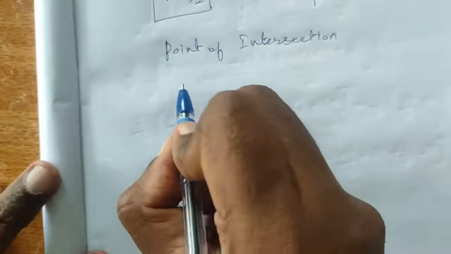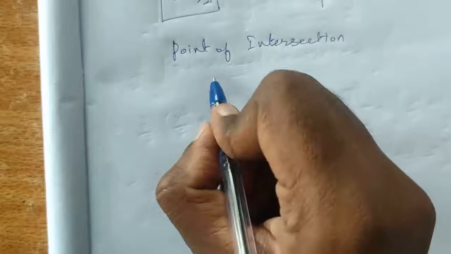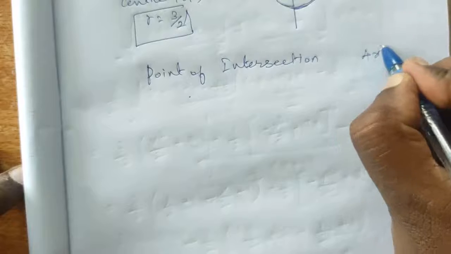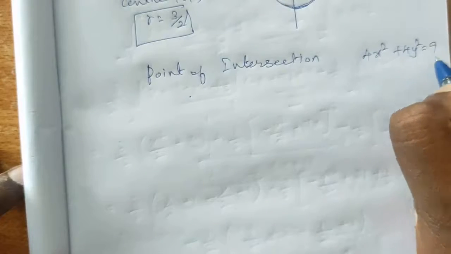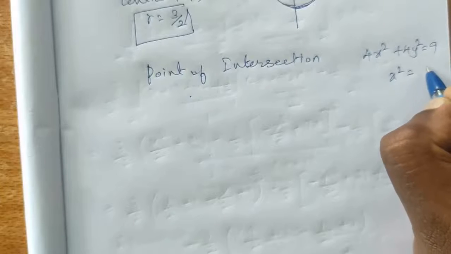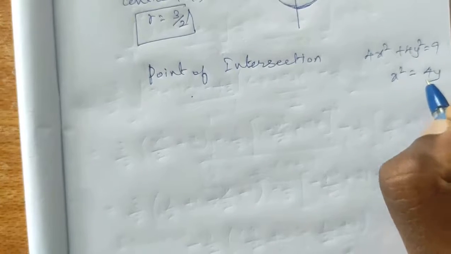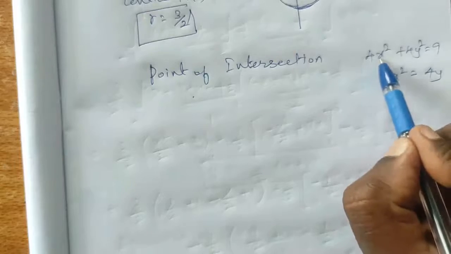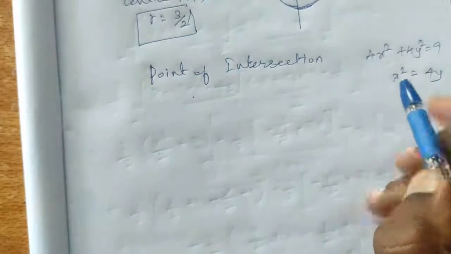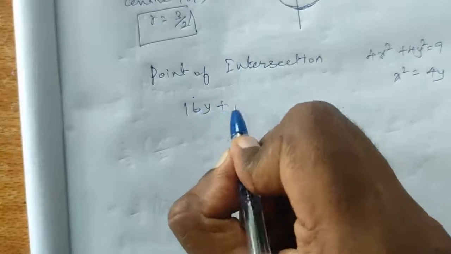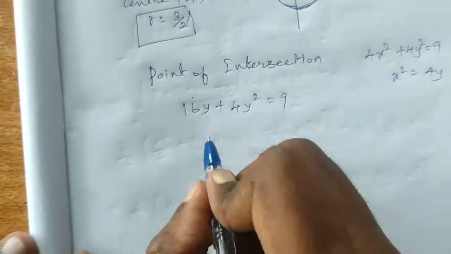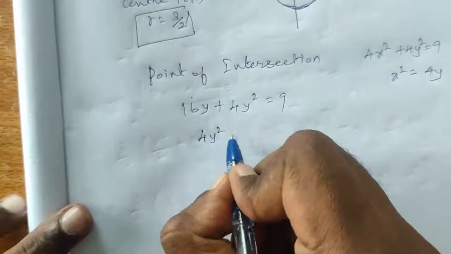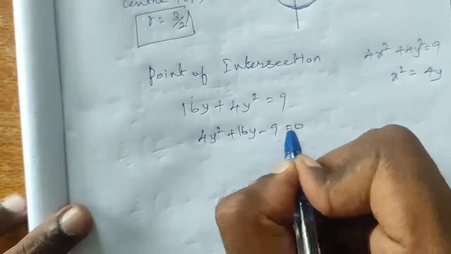So we can find the point of intersection. 4x square plus 4y square is equal to 9. X square is equal to 4y. Now instead of x square, substitute 4y here. We get 4 into 4y, 16y. So 16y plus 4y square is equal to 9. So 4y square plus 16y minus 9 is equal to 0.